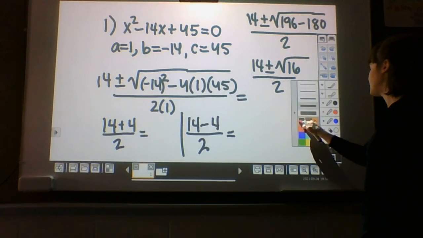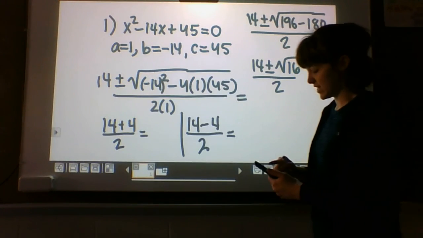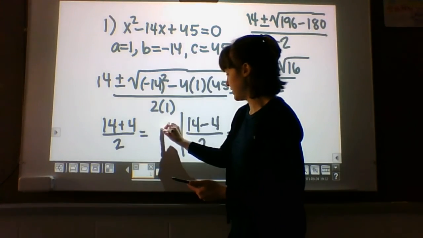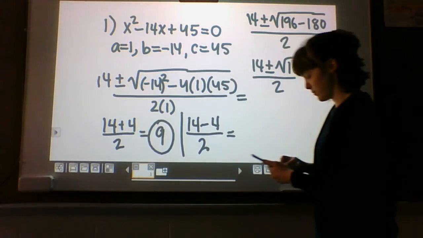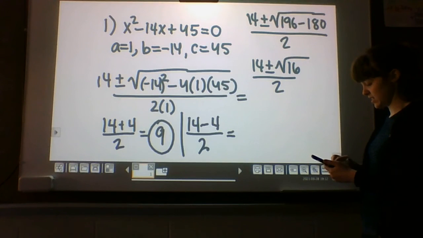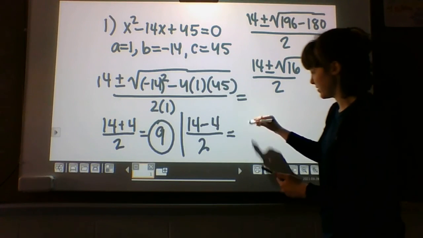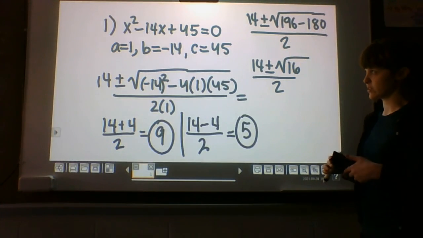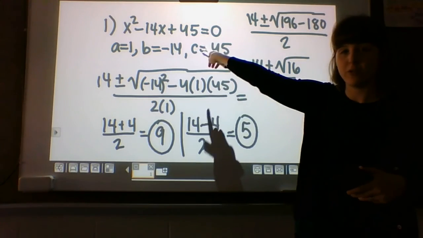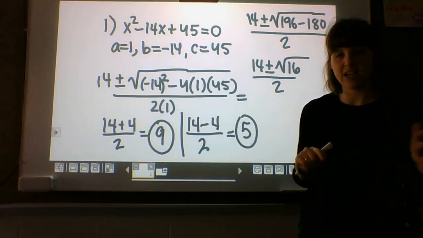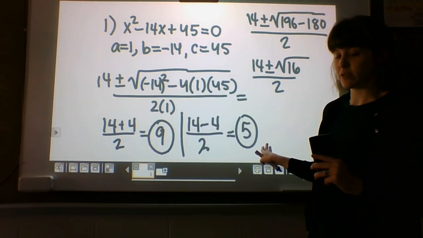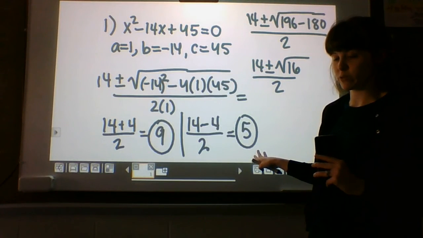14 plus 4 is 18, and 18 divided by 2 is 9. 14 minus 4 is 10, and 10 divided by 2 is 5. So your two answers are 9 and 5. That means if you were to graph this trinomial, it would cross the x-axis at x equals 9 and x equals 5. So that's how you're going to do most of the problems on this worksheet.